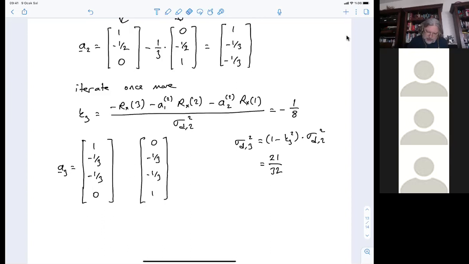plus 0.8. Sorry, plus 1 over 8 times this, which will give you 1 to be the top, but it's not a filter coefficient. It's just for the calculation purposes. The filter coefficients are negatives of minus 3 over 8, minus 3 over 8, and 1 over 8.